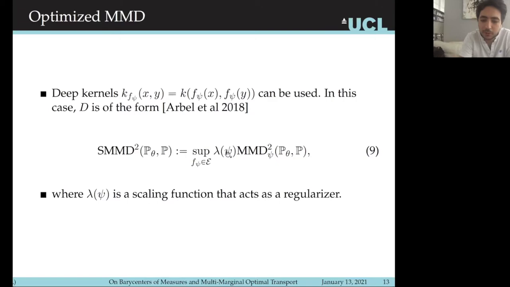Over recent years, people have been proposing to learn the kernel, typically adversarially, so that you can learn better representations for the samples, which allows using a classical kernel like the RBF with some learned representations F psi. And this allows having better training signals in different application areas. We're going to call that formulation the SMMD today.